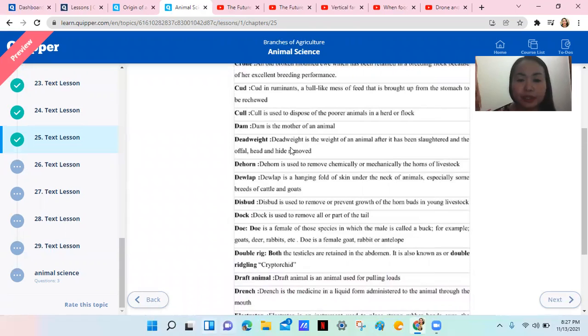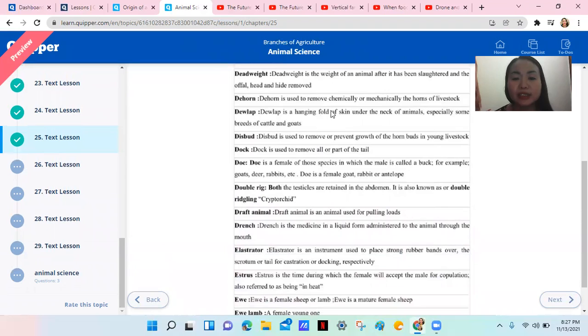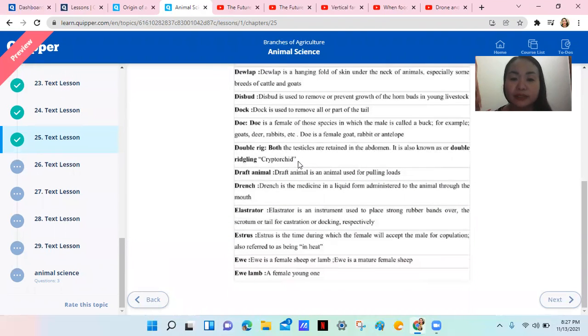Dam is the mother of an animal. Dead weight is the weight of an animal after it has been slaughtered and offal, head, and hide removed. Dehorn is used to remove, chemically or mechanically, the horns of livestock. Dewlap is the hanging fold of skin under the neck of animals, especially some breeds of cattle and goats. Disbud is used to remove or prevent growth of the horn buds in young livestock. Dock is used to remove all or part of the tail.